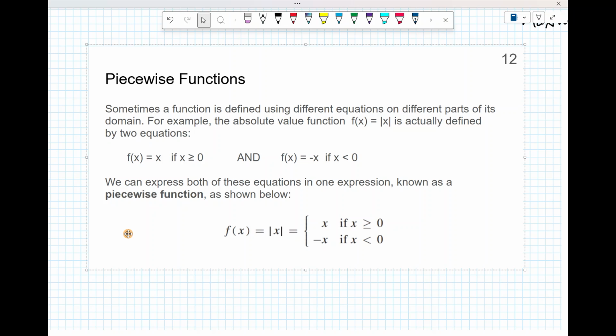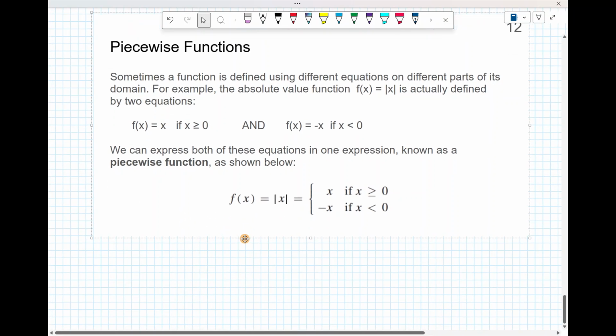two equations. F of x is equal to x when x is greater than or equal to 0, and f of x is equal to the opposite of x when x is less than 0, or it's a negative number. So we can express both of these equations in one expression known as a piecewise function, which we show below. So f of x equals the absolute value of x, which is equal to either x when x is greater than or equal to 0, or opposite x if x is less than 0.